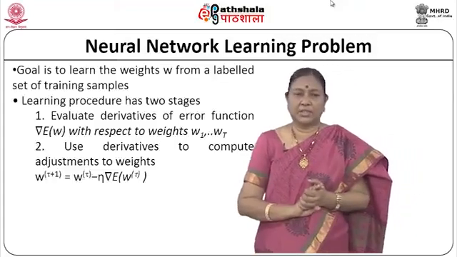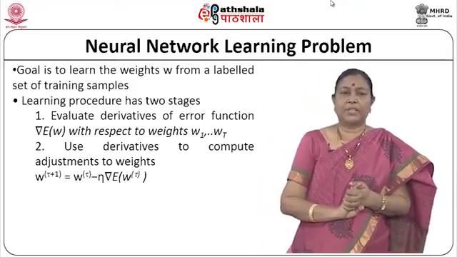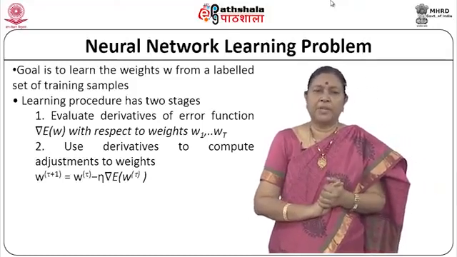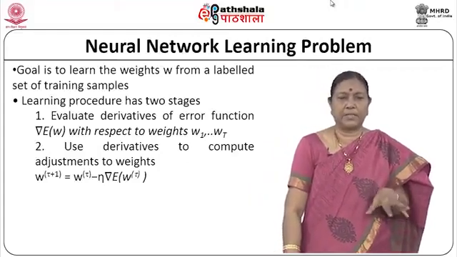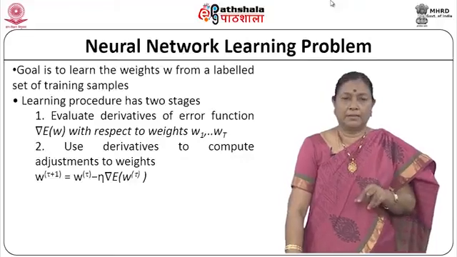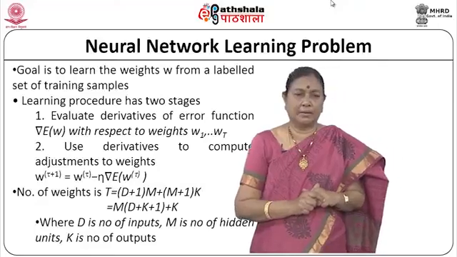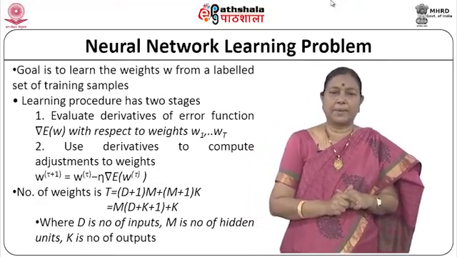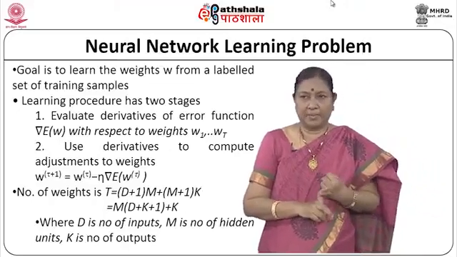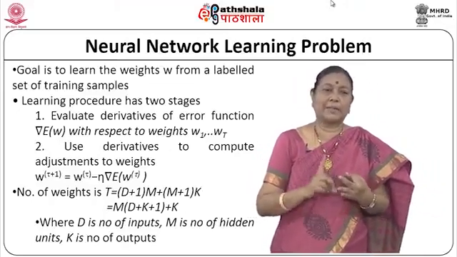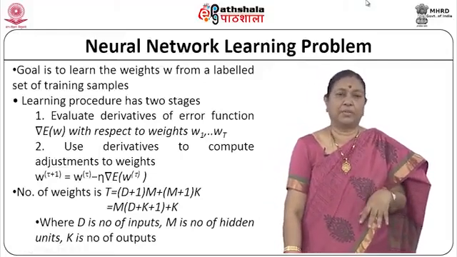The learning procedure normally has two stages. First, evaluate the derivatives of the error function delta E of w with respect to the weights w1 to wT. Second, use the derivatives to compute adjustments to the weights, given like this: w(tau+1) is equal to w(tau) minus the derivative of that. The number of weights is T equal to (D plus 1) M plus (M plus 1) K, that is M into (D plus K plus 1) plus K, where D is the number of inputs, M is the number of hidden units and K is the number of outputs. So, that we have already seen. That will be the number of weights you will have to find out.